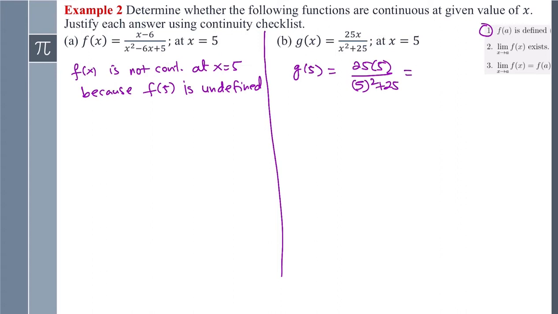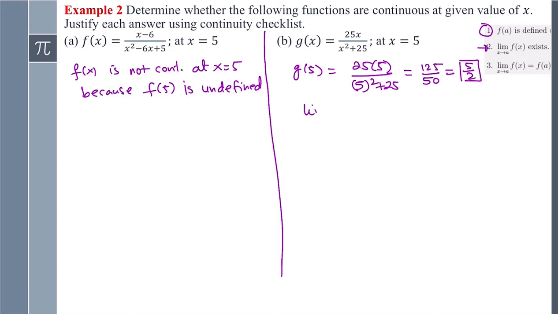125 divided by 50, and that is 5 over 2. So that means the function is defined at 5. Now let's go in and check the second condition. So let's go ahead and find the limit.